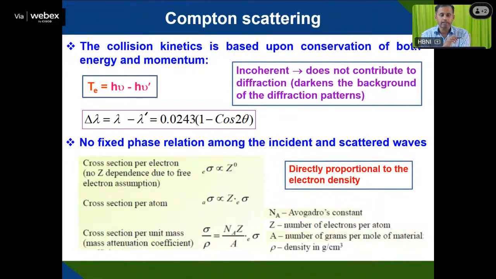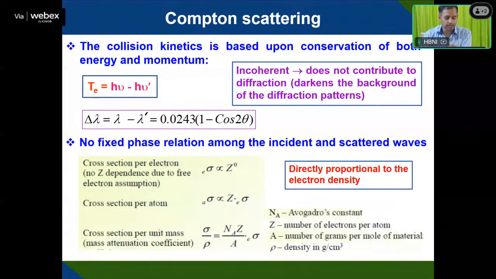So in Compton scattering, since there is a change of position because of this collision, there is kinetic energy conservation. This kinetic energy will be the h nu of the incident photon minus the h nu of the scattered photon. In the case of incoherent scattering, that does not contribute to the diffraction. It only darkens the background of the diffraction pattern, whether it is the electron diffraction pattern or the X-ray diffraction pattern. The background will be darkened because of this.